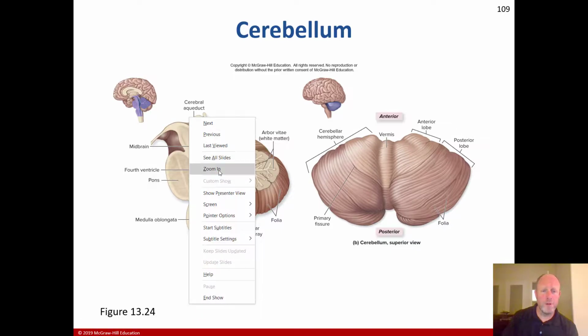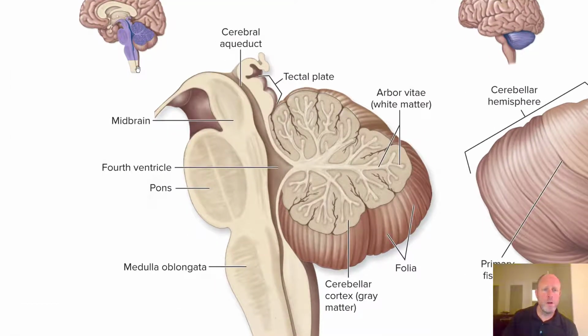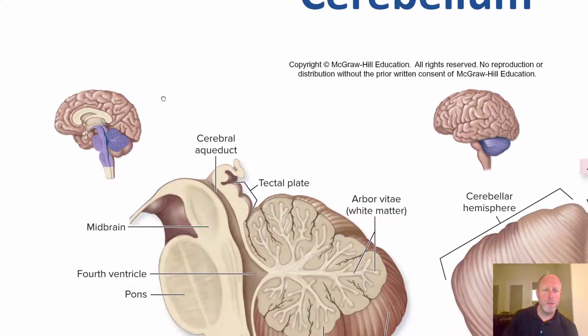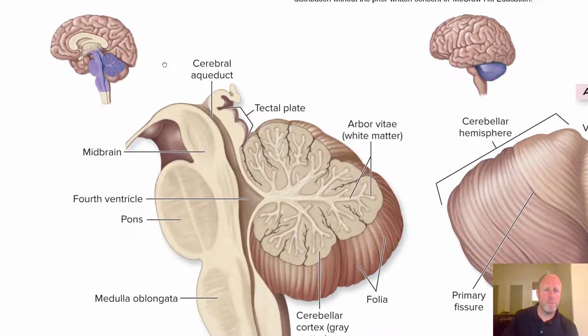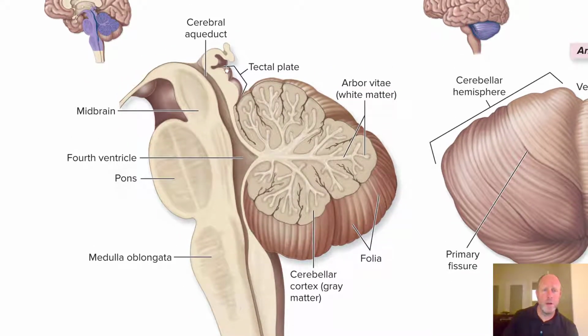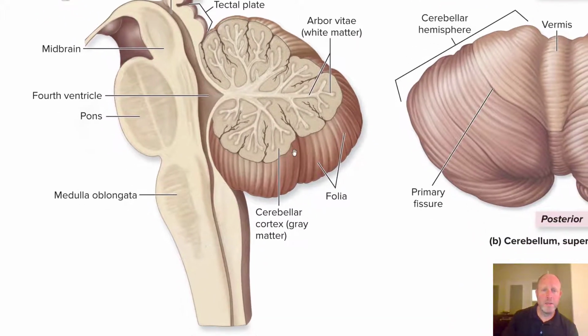So here we have, in our image, she's showing here, of course, our cerebellum, okay? And as part of that we include here our cerebral aqueduct, our tectal plate, our midbrain. The cerebellum is the back portion here. The 4th ventricle here, pons, medulla oblongata, and the cerebellum here, the cerebellar cortex, and the folia, the arbor vitae, the white matter, okay?